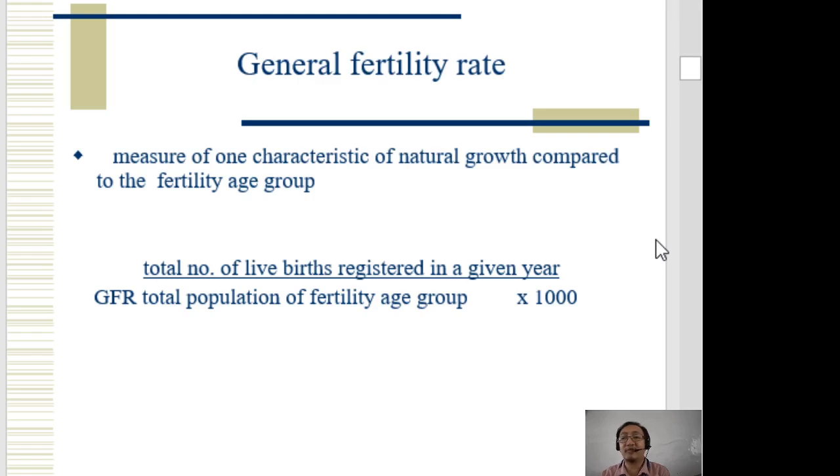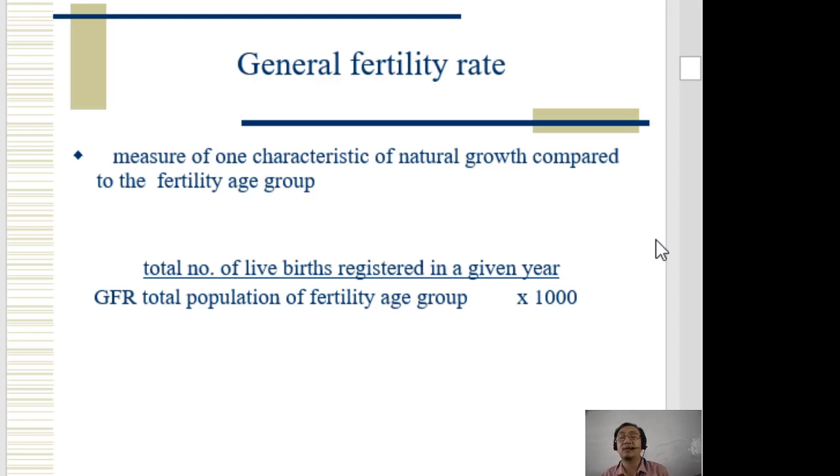Next is GFR, or your general fertility rate. It is the measure of one characteristic of natural growth compared to the fertility age group. So the difference here is the persons involved in the rate. If you have observed, the denominator earlier is the mid-year population or the total population.